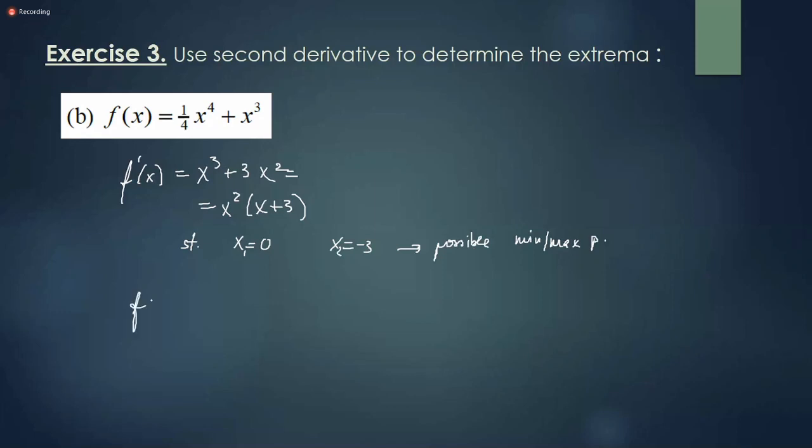Now let's do the second derivative. The second derivative, of course, it's easiest to do using this open form of the first derivative. So it is 3x squared plus 6x. That is 3x times (x plus 2). Now we have two critical points for this, but it's of no interest for us because we will need to check the sign of the second derivative at these points. We are not interested in inflection points at this moment.